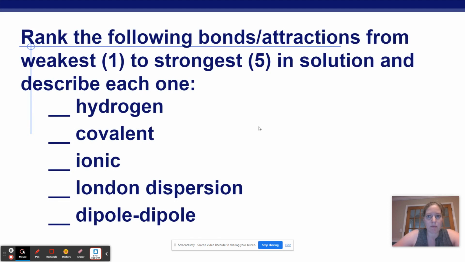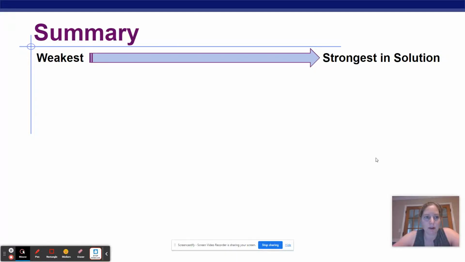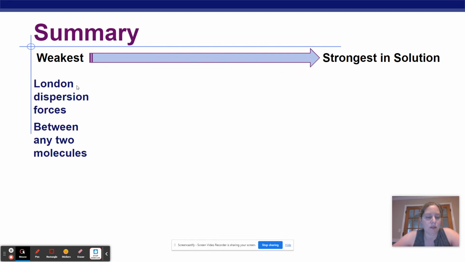Take some time to rank the following bonds and attractions from weakest to strongest in solution, and make sure you can explain what's happening or how each one of these forms. So to summarize the types of forces and the strength of their attraction, we're going to go from weakest to strongest. The weakest attraction that can happen between molecules is the London dispersion forces, and these can happen between any two molecules or really any two atoms because of temporary dipoles. Electrons just happen to be more on one side of the nucleus than the other and create very slight and very temporary partial negative and partial positive poles.